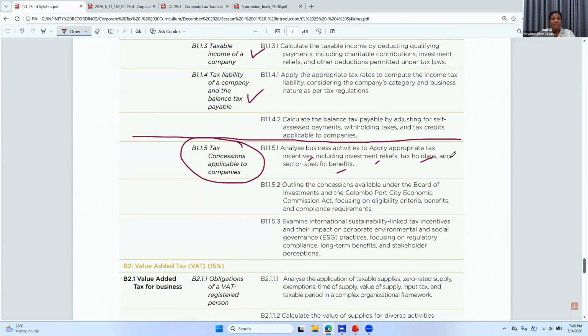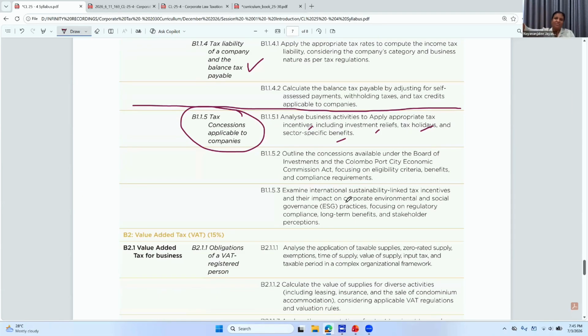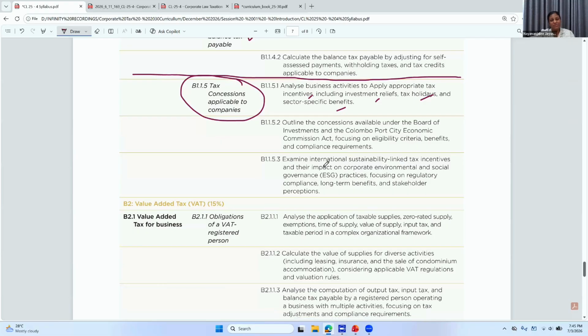Under that, we need to look at the investment incentives application. It's not strictly applicable for the Inland Revenue Act. Going further beyond that, now you need to learn about the Port City Act also. The concessions for the Port City, as a separate zone in Sri Lanka for companies, what are the benefits available? Then under that, outline the concessions available under the Board of Investment and Colombo Port City Economic Commission Act.